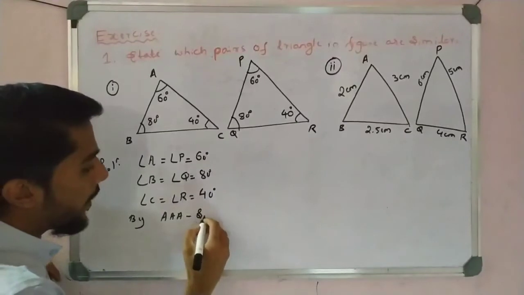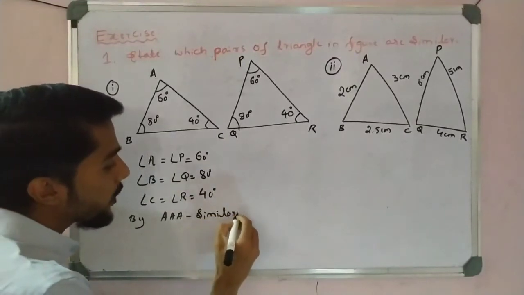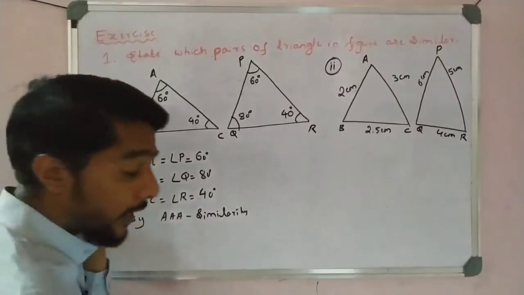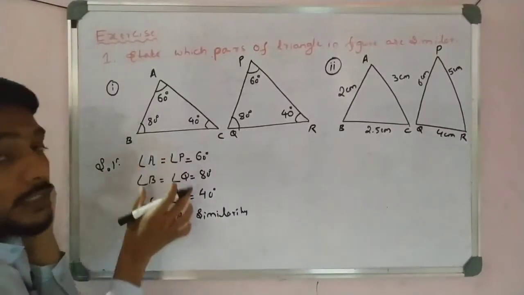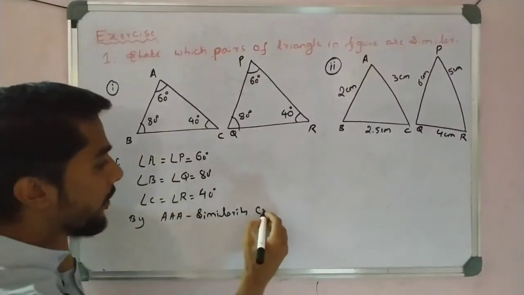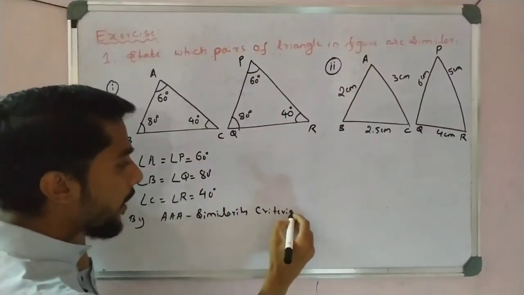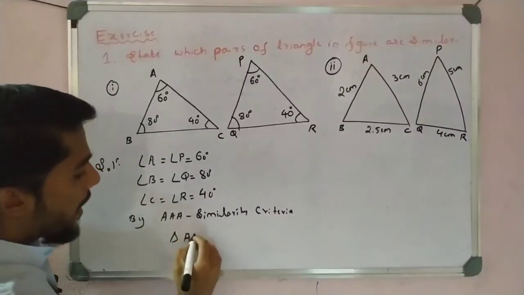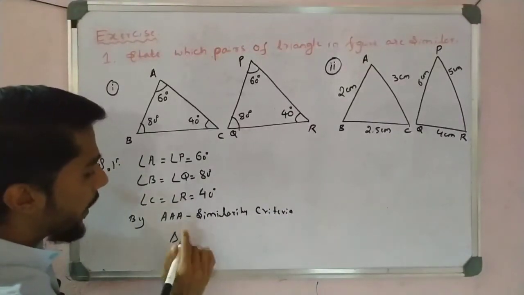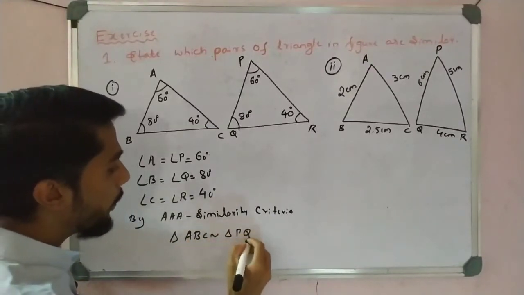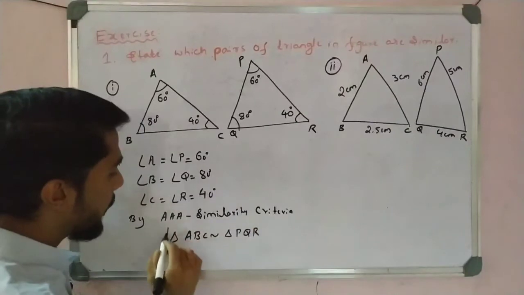So AAA similarity criteria, you must write this condition. Without writing this, you lose 1 mark, right? So because of that, you have to write why you say similar, because of this law. By AAA similarity criterion, triangle ABC is similar to triangle PQR.